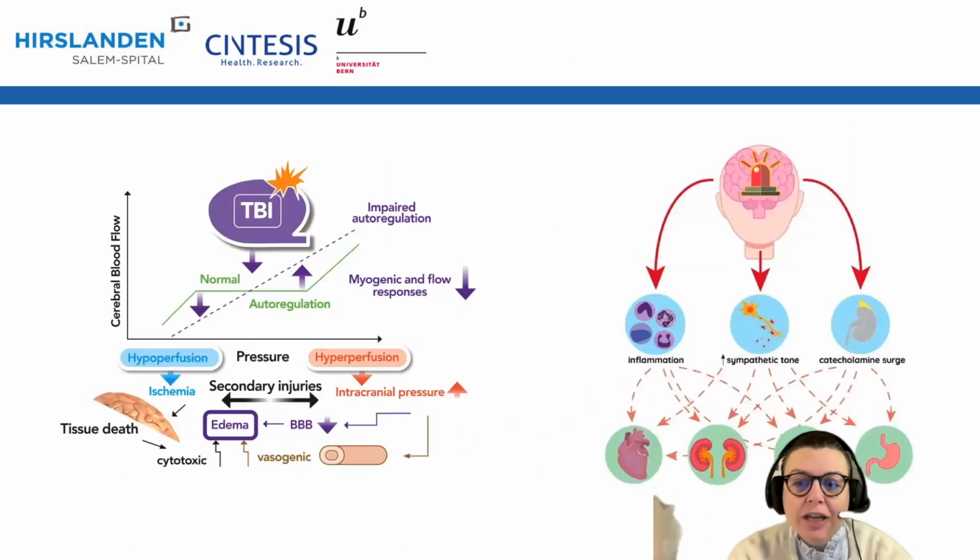Traumatic brain injury is the leading cause of death and disability before the age of 45. As you can see here, the pathophysiological cascade that follows includes cerebral edema, intracranial hypertension, inflammation, increased sympathetic tone, and catecholamine surge in response to brain injury. All of these may affect different organs simultaneously and lead to their failure.